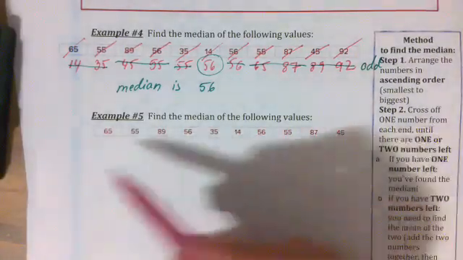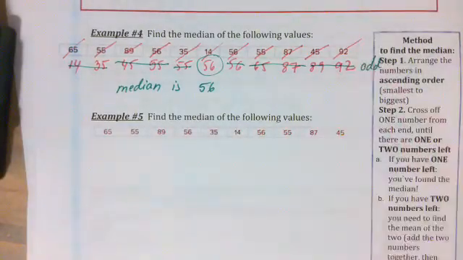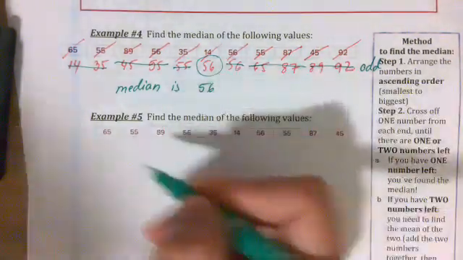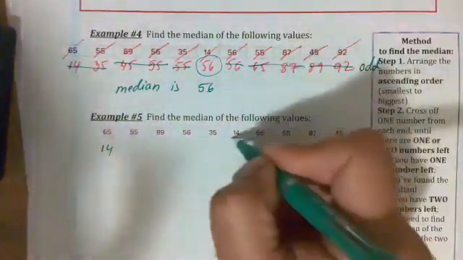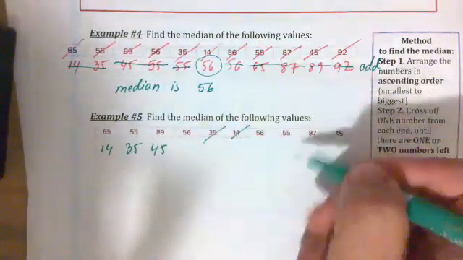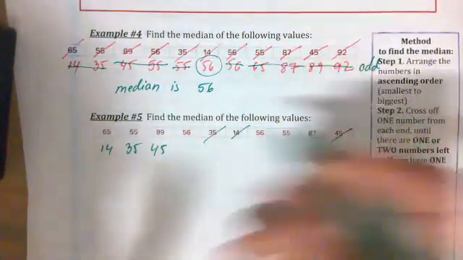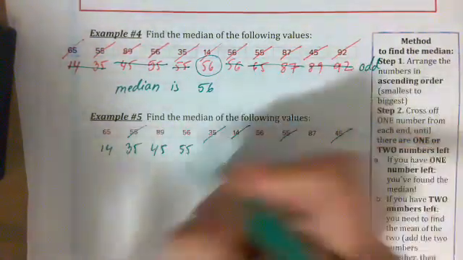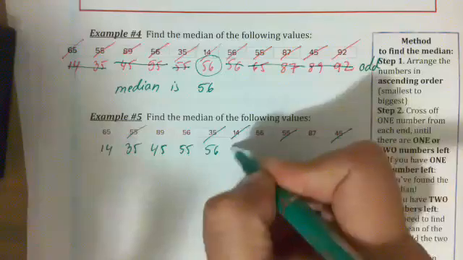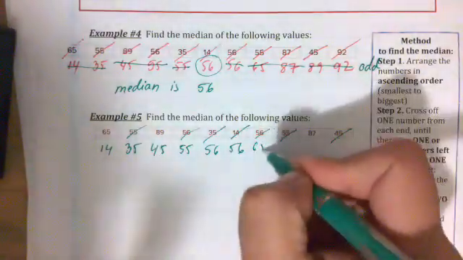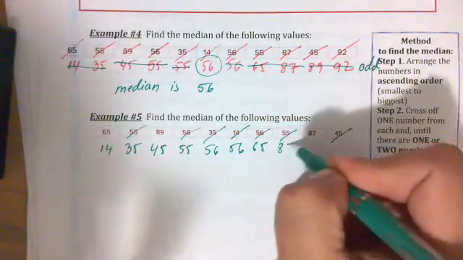Now the other one is still the same values. I took out one of them to make it now an even number. So let's order them again. So 14. I think it's the same numbers, 35, right? I'm pretty sure 45, 55, 56 twice, 65, 87.